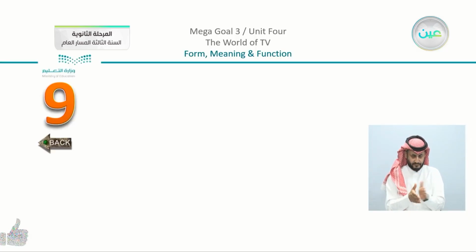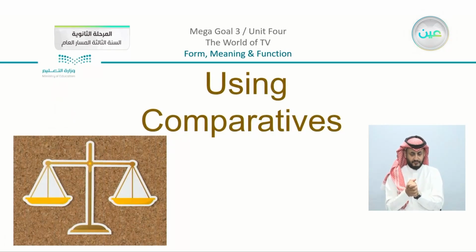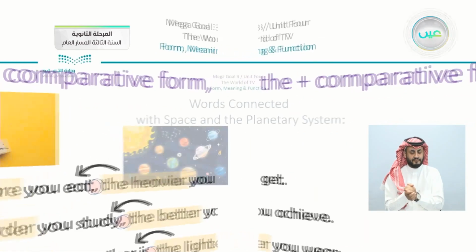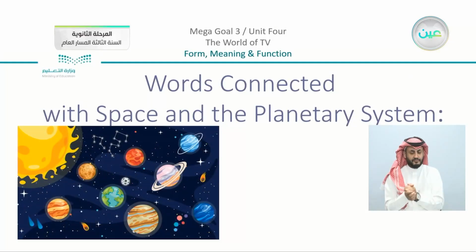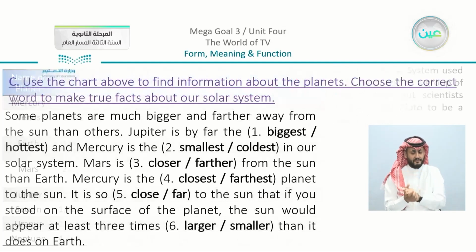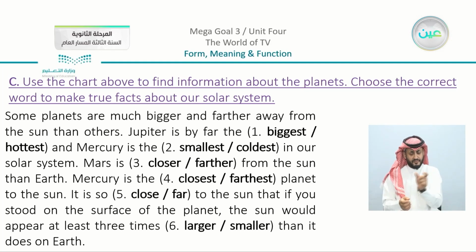Now moving on, we are going to use comparatives. So what's new here? We have words connected with space and the planetary system. If we remember that we have the table, as we mentioned. So we have choose. Now, in your book, we have here C, use the chart above to find information about the planets. Choose the correct word to make true facts about our solar system.